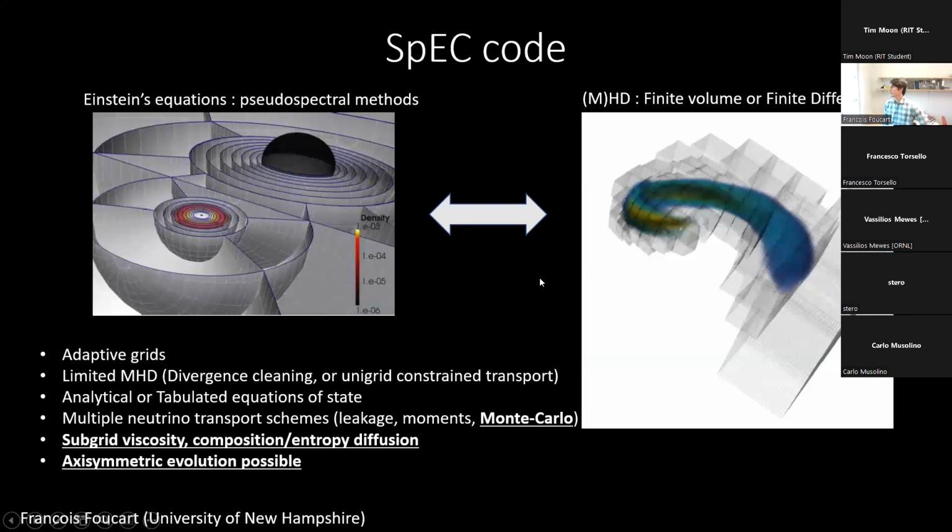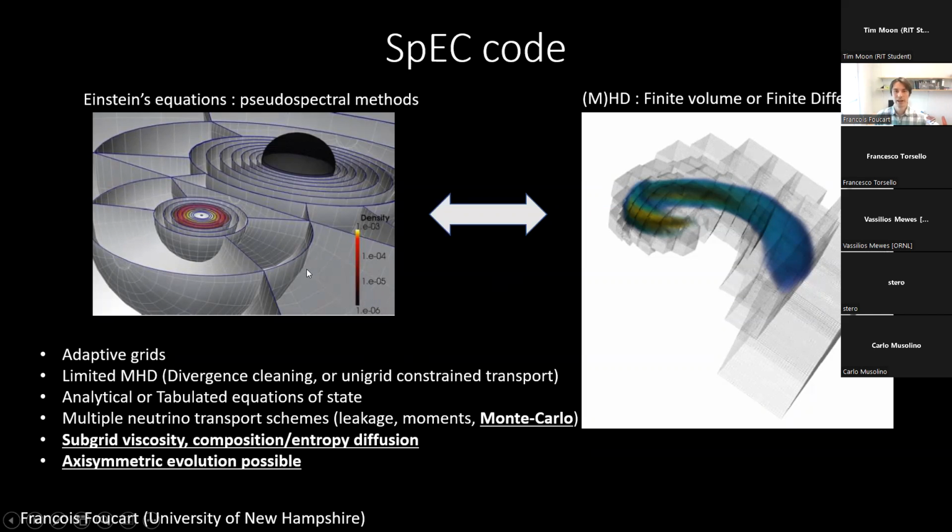Before getting into any of that, I want to briefly remind you of the specifics of the SpEC code, how it works, and what it can currently do. SpEC is a little bit different from most of the codes currently used in numerical relativity for neutron star mergers in that it uses two separate grids: one spectral grid for the evolution of Einstein's equations and one either finite volume or finite difference grid for the evolution of the fluid and possibly magnetic fields and neutrinos.